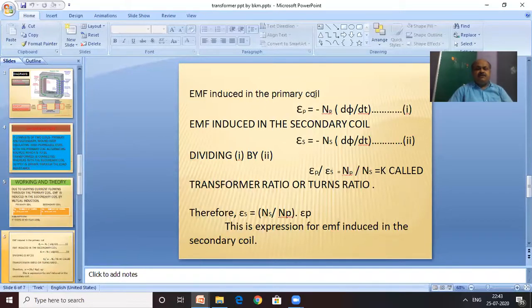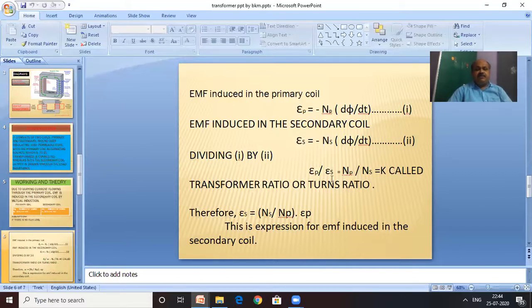EMF induced in the primary coil by self-induction is EP equals minus NP into d phi by dt. This is according to Faraday's law of electromagnetic induction. EMF induced in the secondary coil is ES equals minus NS into d phi by dt. In both the equations, I have taken phi the same, as I have assumed that there is no flux leakage between the primary coil and secondary coil.